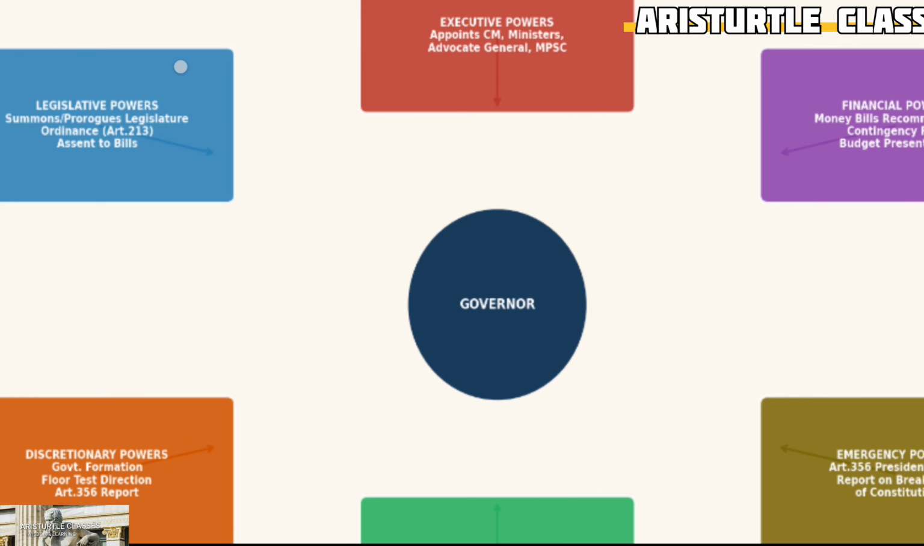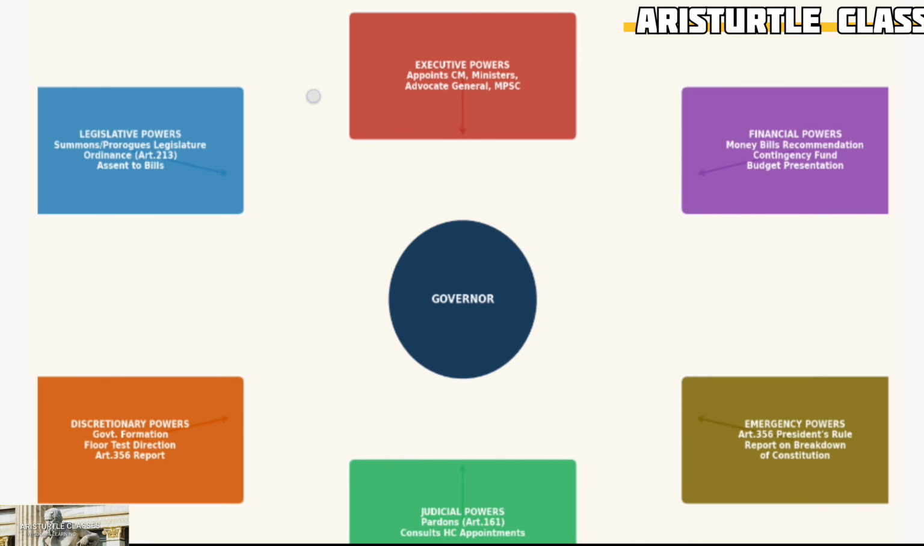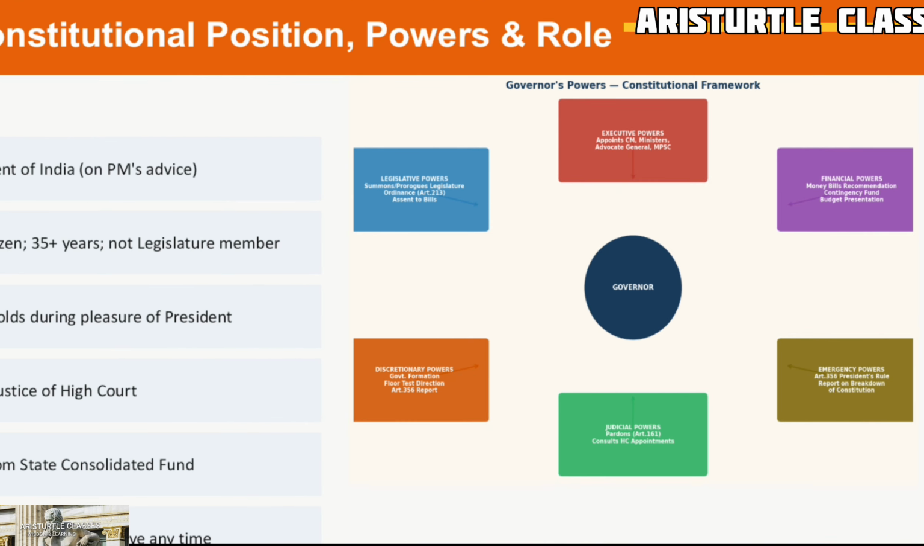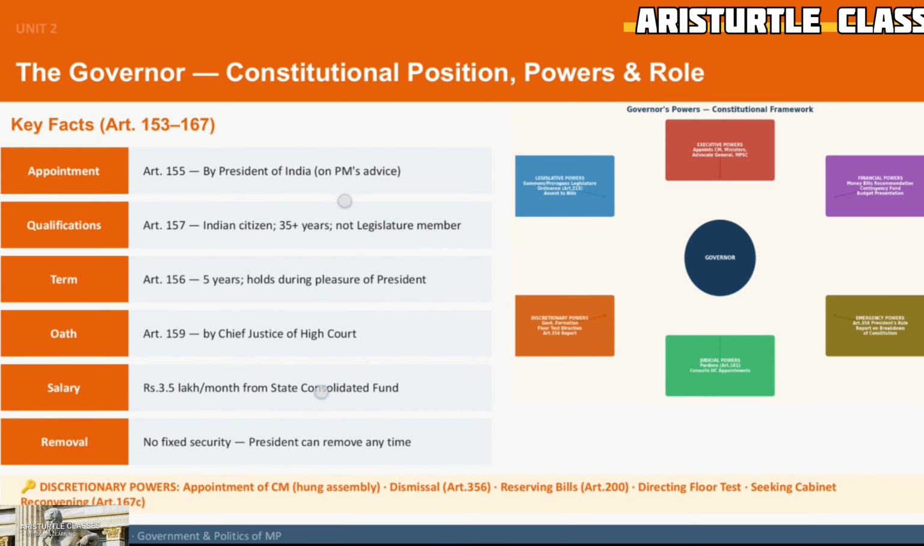One more thing, he gives assent to the bills passed by the Vidhan Sabha, and one discretionary power he has is that he can reserve a bill for the consideration of the president, and a president can practically discard the bill passed by the Vidhan Sabha. So this is the governor. Governor is not an elected office. He's not an elected person. It is a nominal head. It is an appointment.